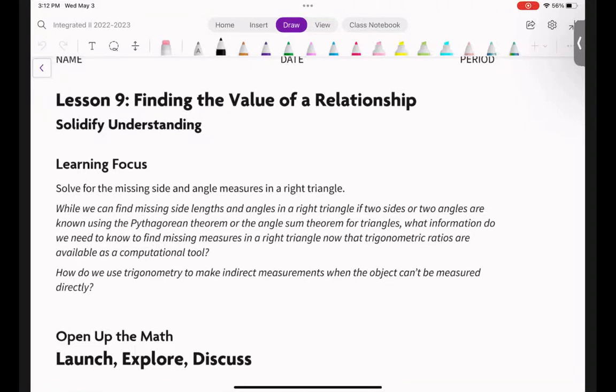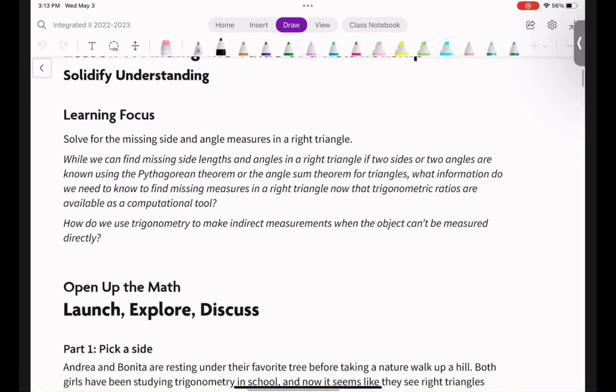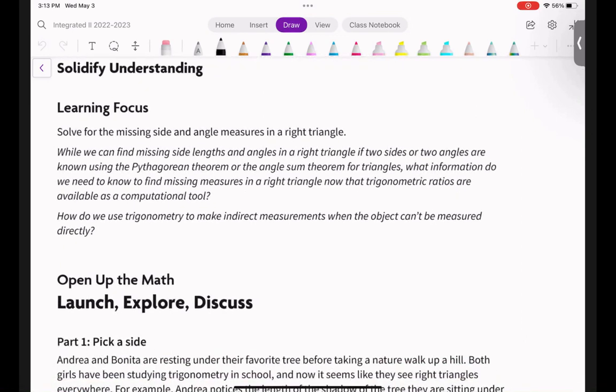Okay, welcome back. We are going to do 6.9, which is called finding the value of a relationship. This is called solidifying understanding, which basically means we're still learning and we are not at the point where we can basically practice. But by the end of today, you should be at the point where you're pretty solid. Today you'll be able to solve for the missing side and angle measures in a right triangle. And here's some questions you'll be able to answer.